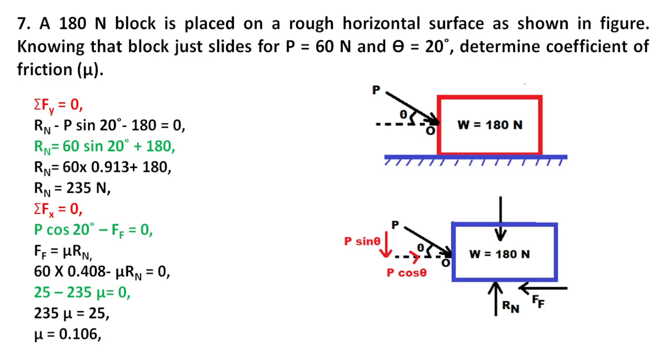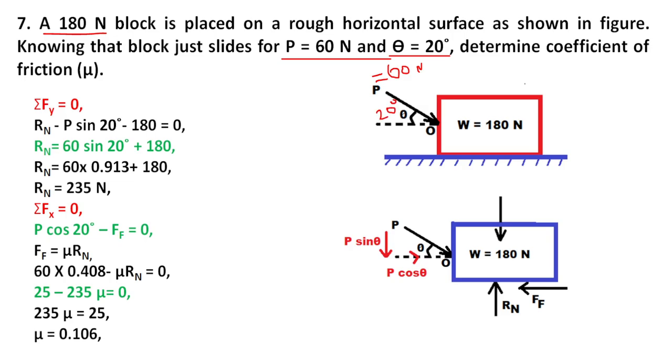Friction problem: a 180 Newton block is placed on a rough horizontal surface as shown in the figure. So the weight of the block is 180 Newton, placed on the horizontal surface. Knowing that the block just slides for P equal to 60 Newton. So a P equal to 60 Newton force is applied to the block at an angle of 20 degrees. This angle is 20 degrees.